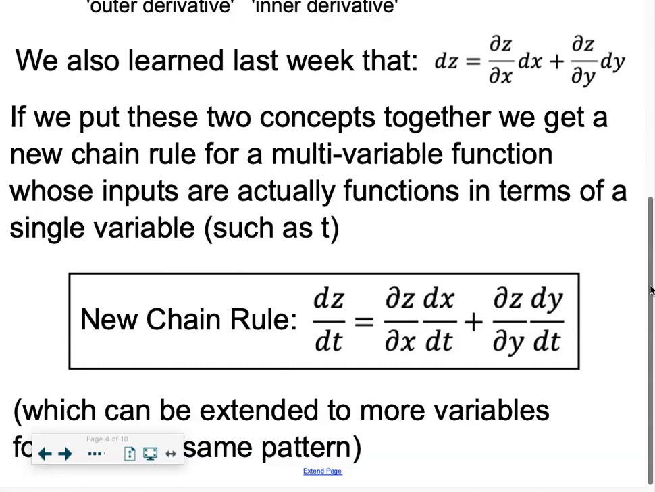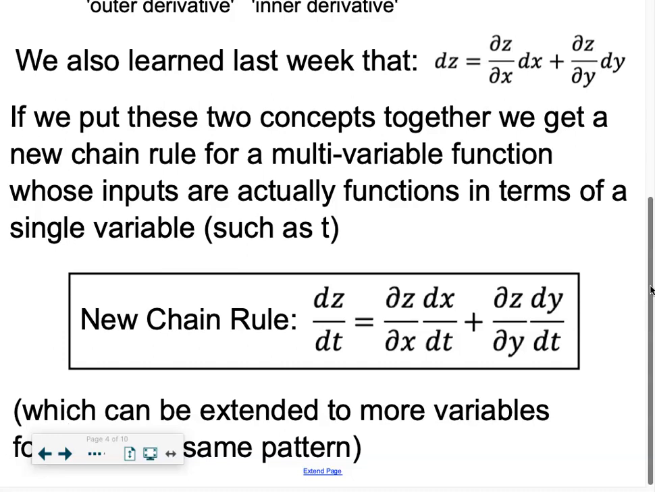And say z was in terms of w and x and y, or t and u and v and w and x and y, that's okay. It's just each partial derivative times that variable's derivative with respect to whatever the input variable is. So the key here is that all your input functions are in terms of the same input variable.